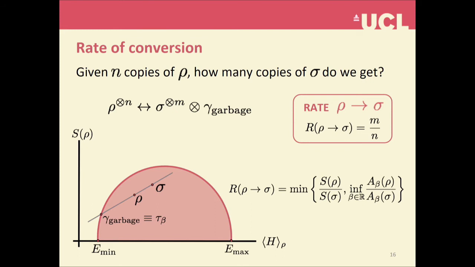I can geometrically find this rate inside this energy-entropy diagram just by finding the 2 points sigma and rho in the diagram, tracing again a line, and intercepting the boundary of this region somewhere. That point will be my garbage state, and the rate will be proportional to the distance between rho and sigma. Okay, this is an idea of what I can do with this energy-entropy diagram.